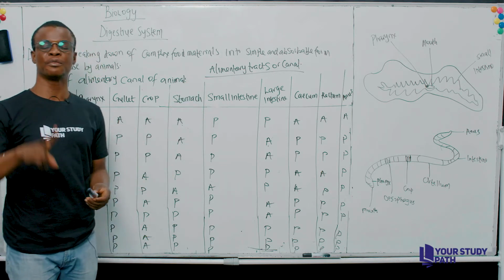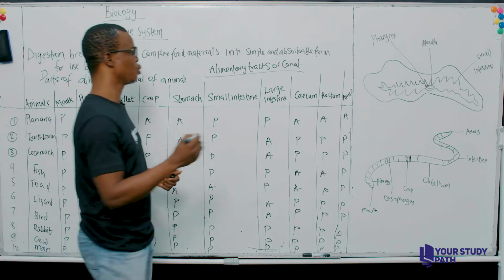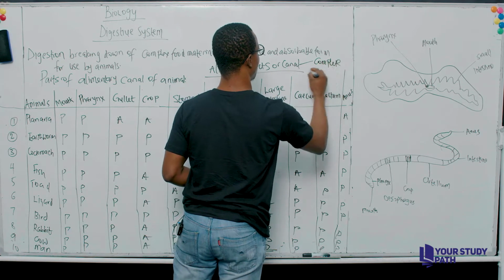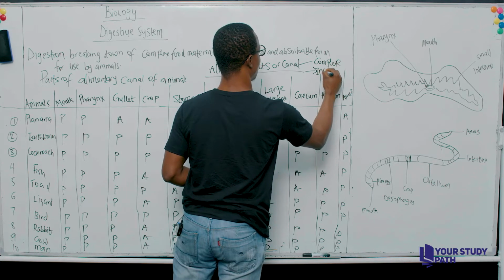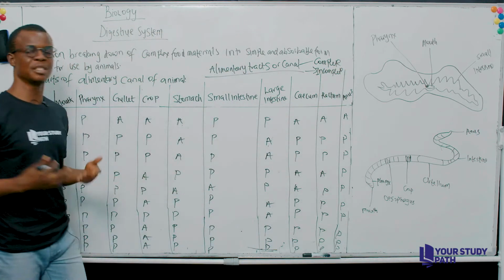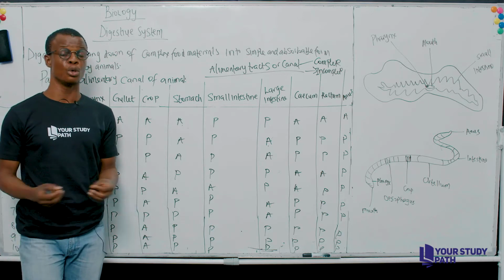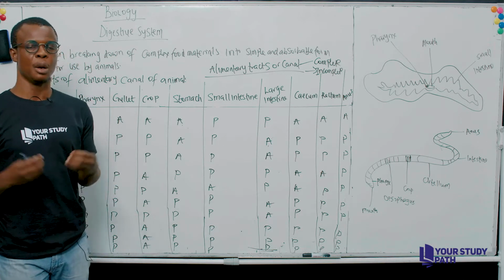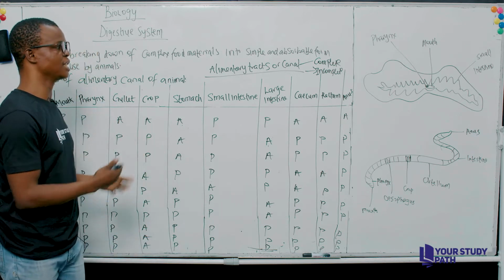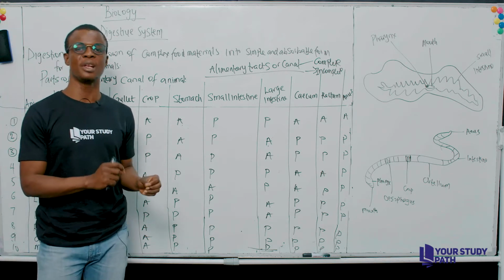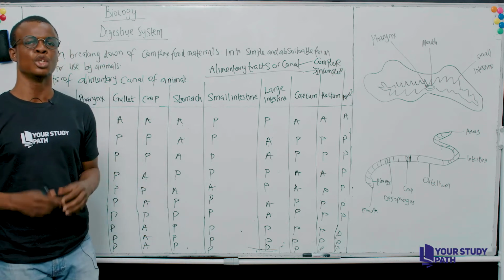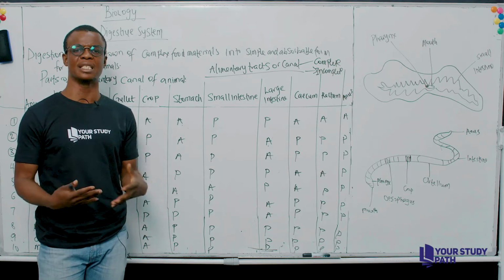For the alimentary tract, we have two types. One, we have the complete alimentary tract, and we have the incomplete alimentary tract or alimentary canal, or digestive tract or digestive canal. Whichever one you decide to call it is correct. But for the purpose of biology, we'll call it digestive tract or digestive canal. So we have complete digestive canal and we have incomplete digestive canal. So what is a complete digestive canal?